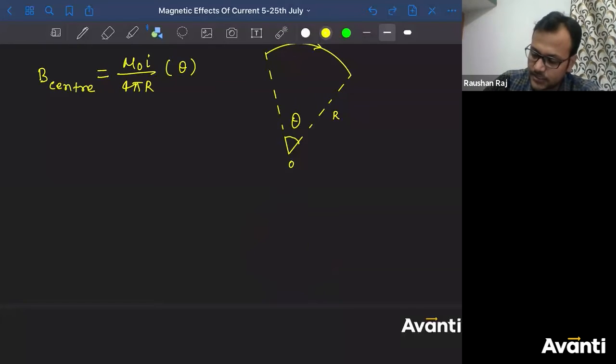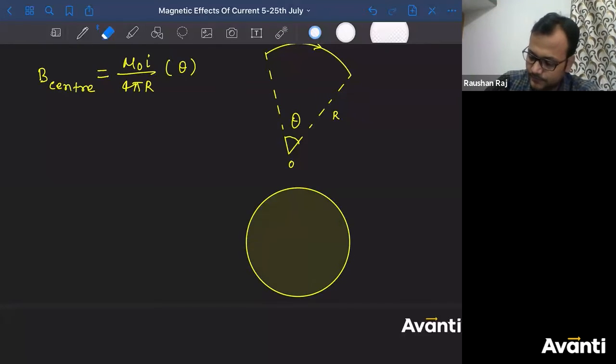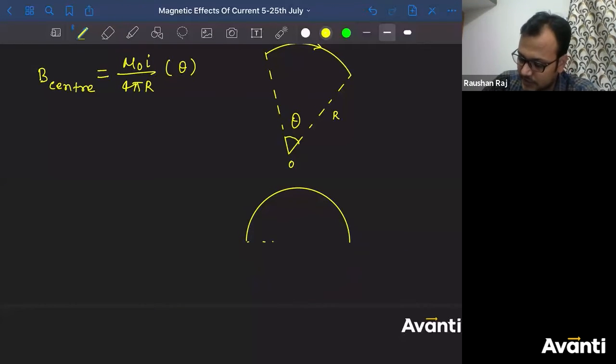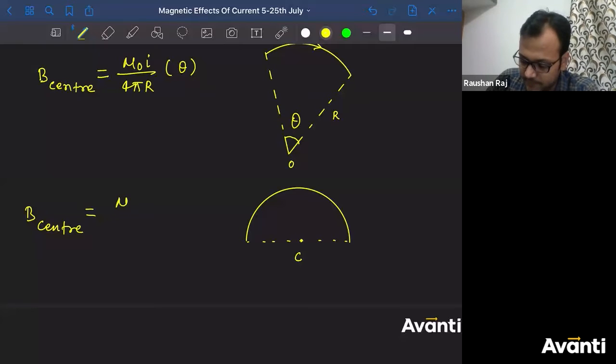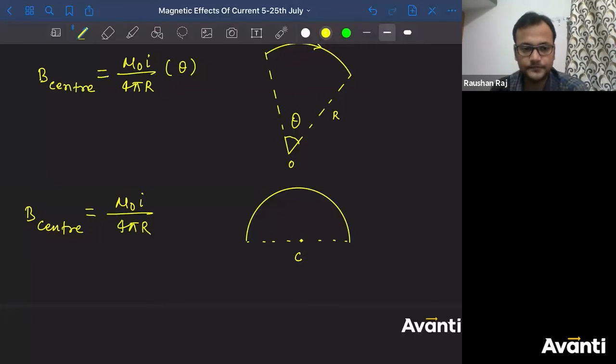Tell me, children, because of the semicircle, what will be the answer? If this is the semicircular part and this is the center, then B at the center will be... what will theta be? Theta will be pi here. So mu naught I by 4 pi r. Okay.